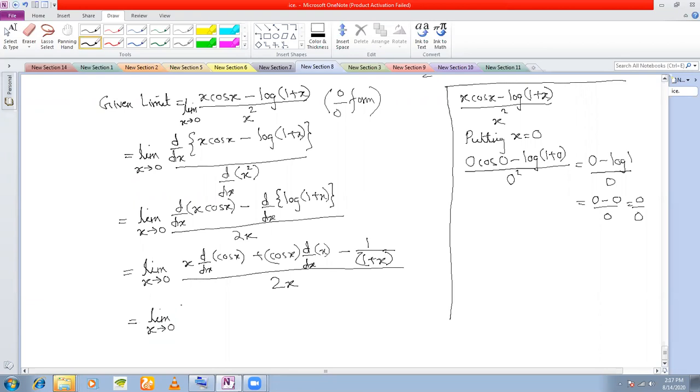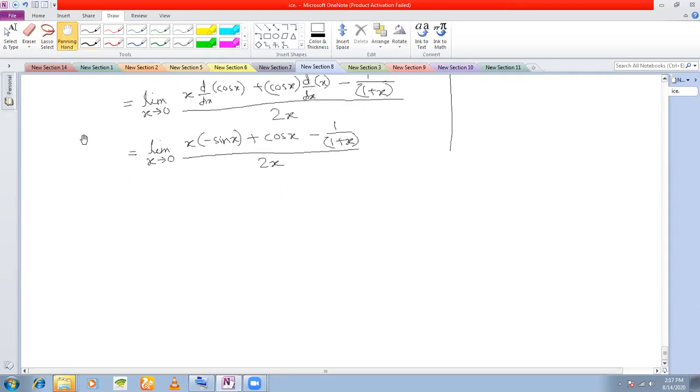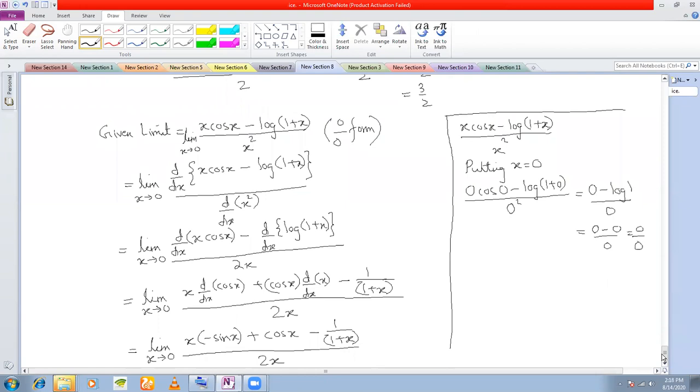x tends to 0, x into d/dx of cos is minus sine, plus cos x into 1 is cos x, minus 1 by 1 plus x, whole divided by 2x. So now we'll again check whether this is a determinate form or an indeterminate form. Let's check.